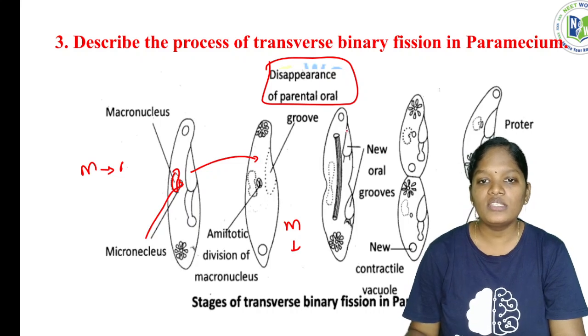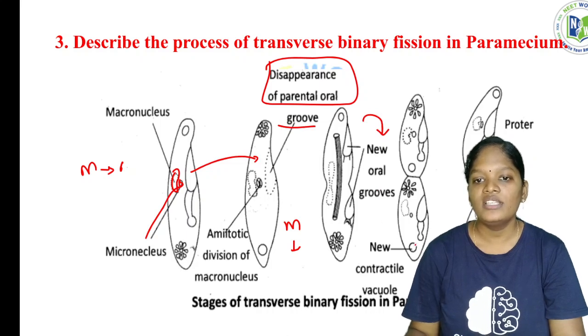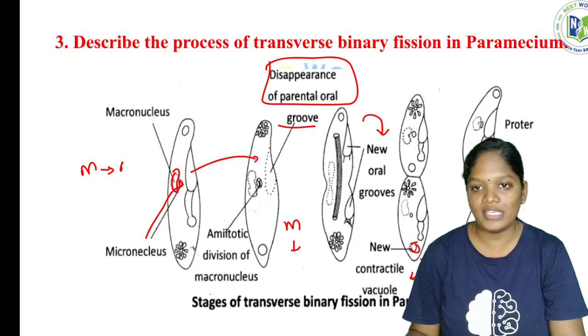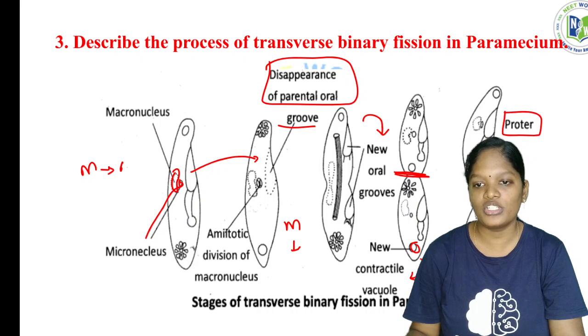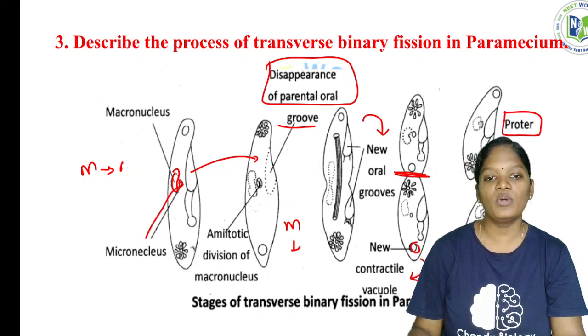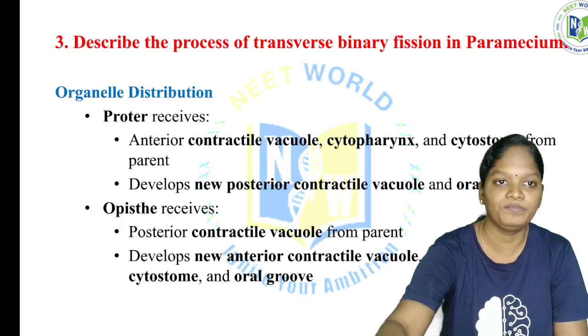After the disappearance of the oral groove, a new oral groove is generated, and a new contractile vacuole is also produced. As a result, the anterior portion develops and the posterior portion also develops. The anterior portion is called the proter and the posterior portion is called the opisthe. These are the stages of transverse binary fission in the paramecium.